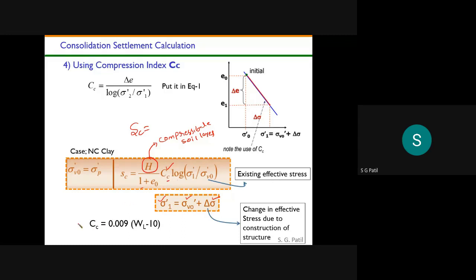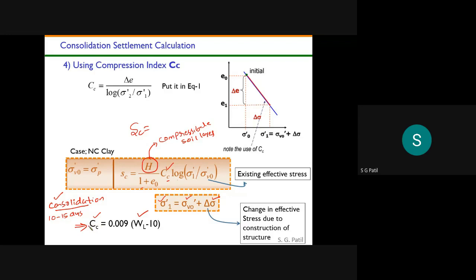Now this C_c can be found by using the liquid limit test. If you have performed the liquid limit test, you can find out the C_c. If you want a very accurate C_c, then you have to do the consolidation test. This consolidation test is very time consuming; it requires around 10 to 15 days. So it is a very long process, and spending 10 to 15 days will be a very costly affair to find this C_c value.